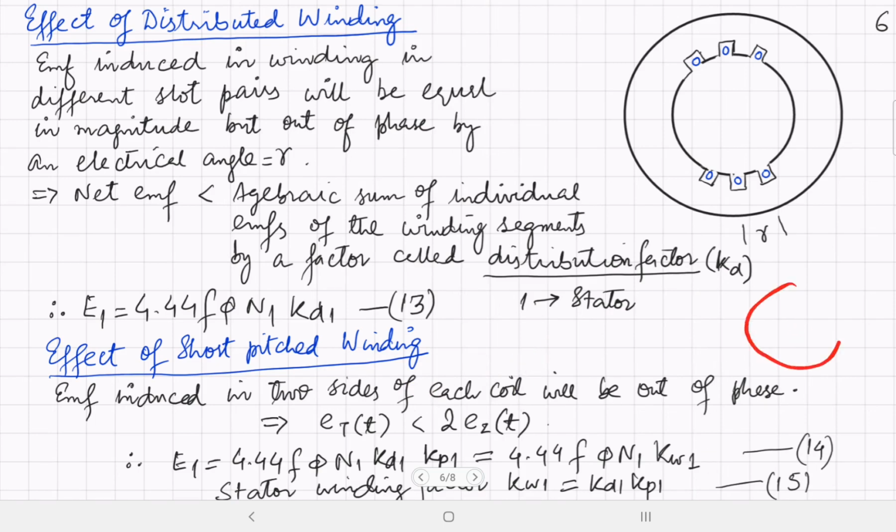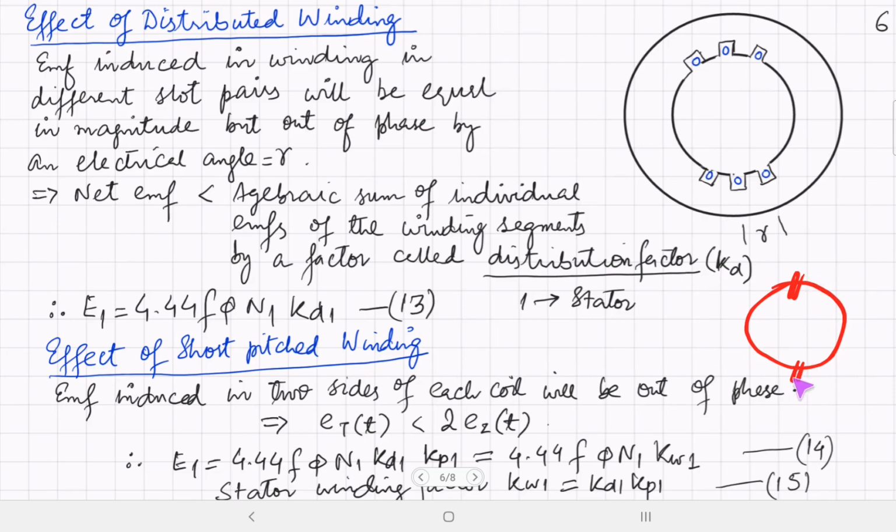Again, if we consider a full pitched coil, we have seen that the EMF induced in the two conductors of each turn will be the same in magnitude, and they will in fact be in phase as far as the connection between the two sides or the two conductors of a turn is concerned; they are additive.